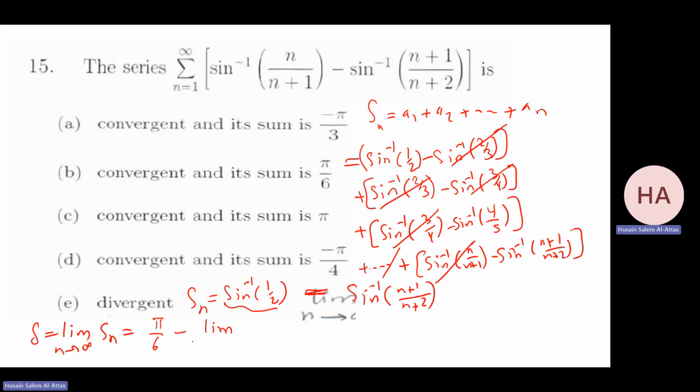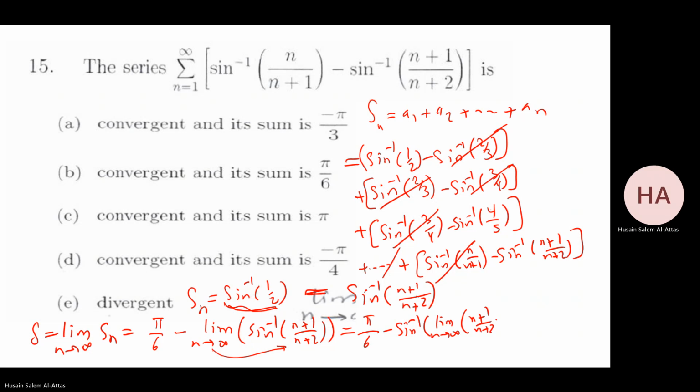Minus the limit of sine inverse of n plus 1 over n plus 2. This is just a number, so I can take the limit inside. That will be pi over 6 minus sine inverse of this limit. Be careful with the calculation. The limit is 1, and sine inverse of 1 is pi over 2. Pi over 2 is 3 pi over 6, so that will be pi over 6 minus 3 pi over 6, which is minus 2 pi over 6, which is minus pi over 3. And that will be my answer.